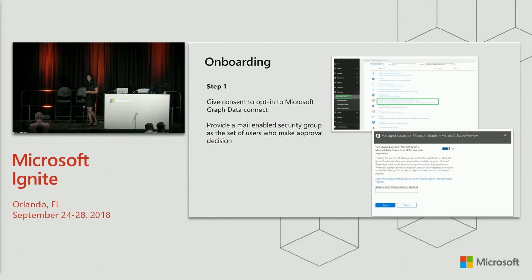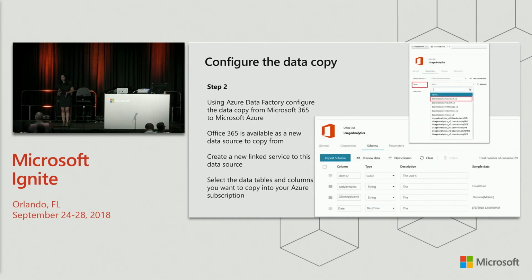First, you as an admin have to onboard onto that service, and you have to make sure that there's an approval agent security group that is enabled to approve the access requests that happen. And you will have all of this documentation available as the product rolls out, so you don't have to memorize any of this right now. But the basic stages are, once you've onboarded, you're configuring for that initial data copy that happens from our data centers into your own Azure subscription. So you're setting up that Data Factory pipeline. You're making sure that you're creating a new linked service.